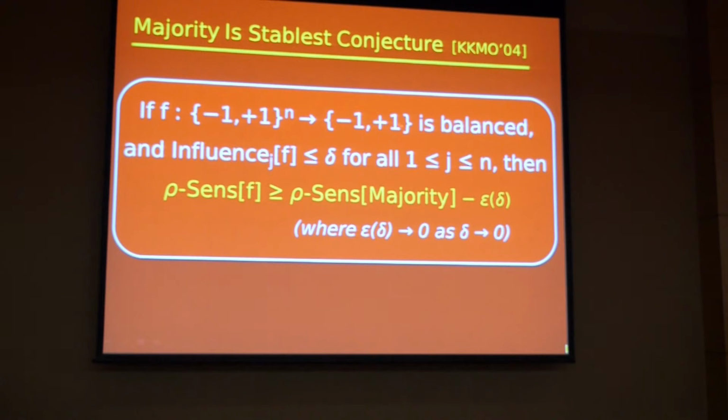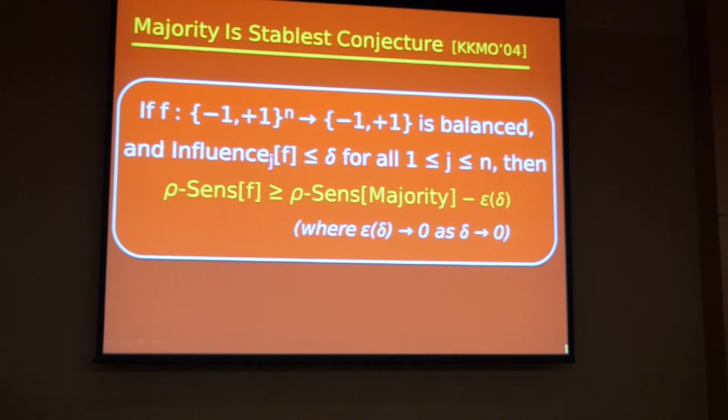It says that if f is a balanced function and all of the influences are smaller than some parameter delta, then the Rho sensitivity of f can't really be any smaller than that of majority. You can get smaller by some epsilon, but only an epsilon that goes to 0 as delta goes to 0. So that's the formal statement of the conjecture, also theorem. Actually, there's still one little problem. This doesn't quite make sense.